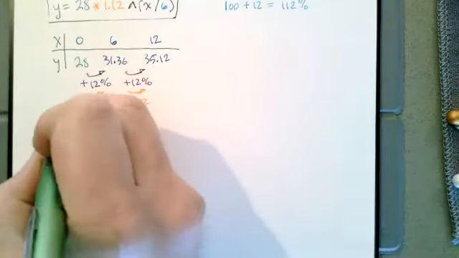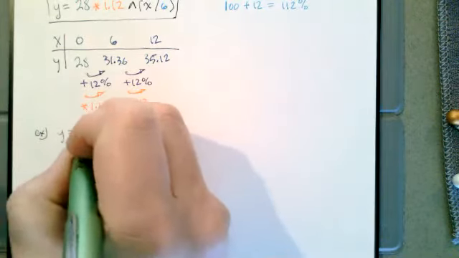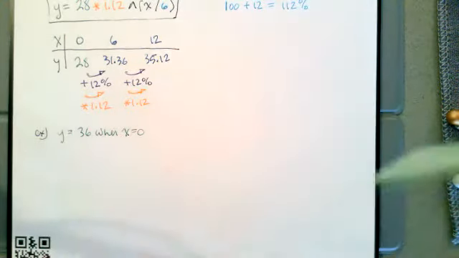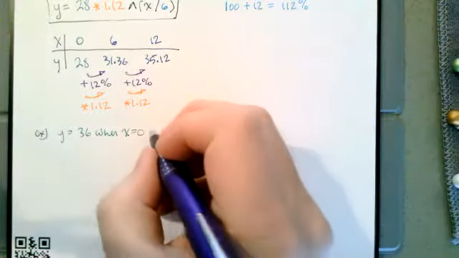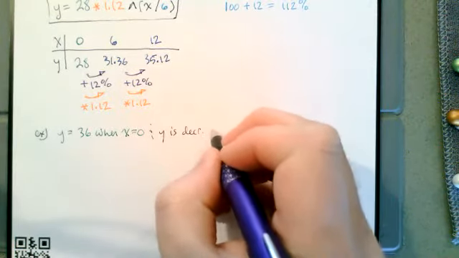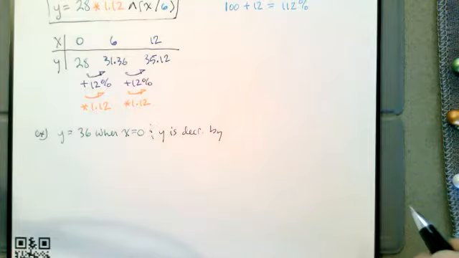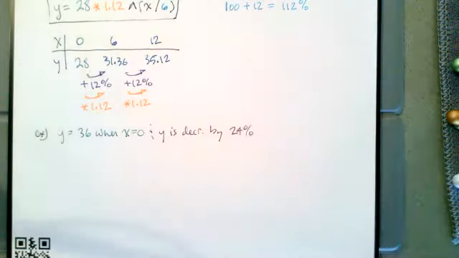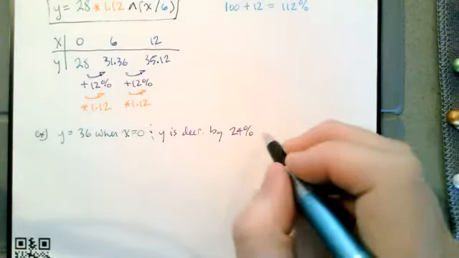So let's suppose that we want y to start off at 36 when x equals 0. And let's suppose that y is decreasing by 24% every 6 units.